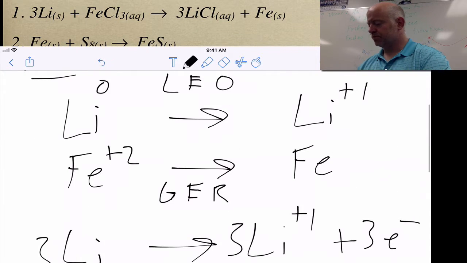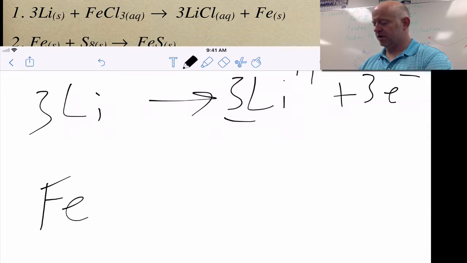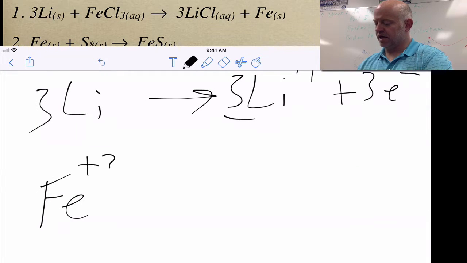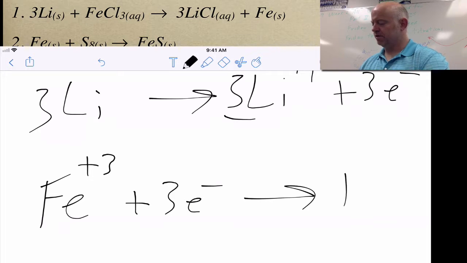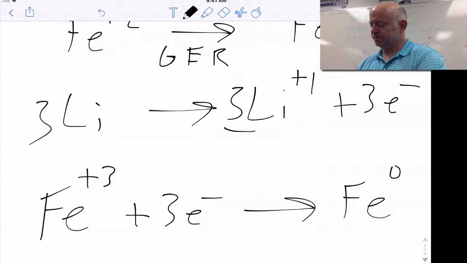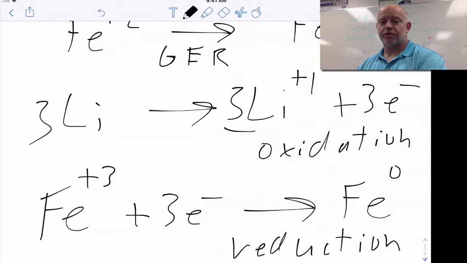Now the iron, if we go back to our equation, we only had 1 of them, and it started off as a +3, and it gained 3 electrons to become iron solid. That is a neutral, or a 0. These are the 2 half reactions, how we would write them up. This would be the half reaction for the oxidation, and this is the half reaction for the reduction. And that's how we do them.